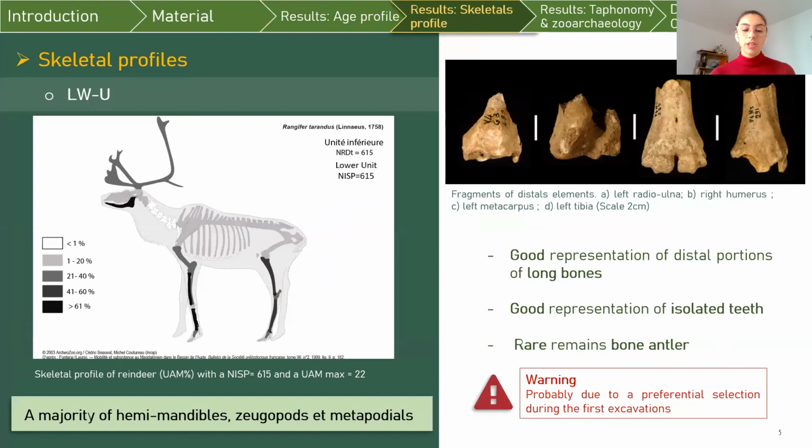The assemblage is mainly composed of hemimandibles, zygopodials, and metapodials. There is also a good representation of isolated teeth and distal long bone epiphyses, and only few bone antler and long bone shaft fragments. That is possibly due to a preferential selection during the first excavation.